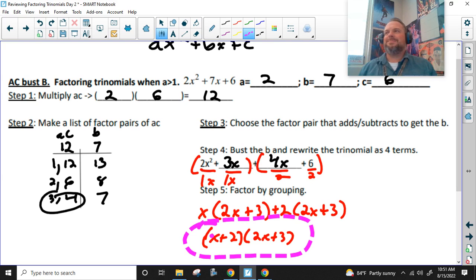So that's how we can apply the factor by grouping with this AC bust the B. Just like Billy Mays, but wait, there's more. We can also apply the box method to this.